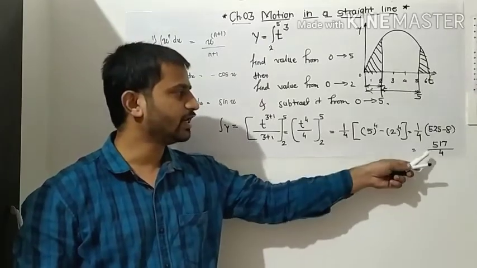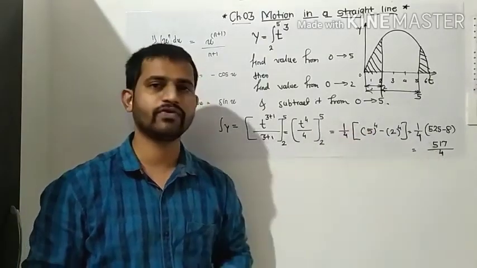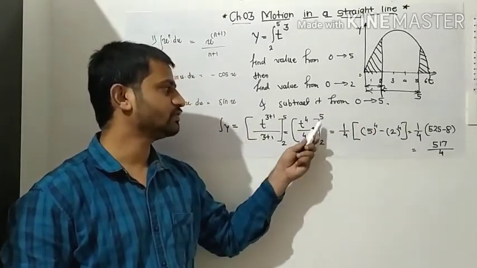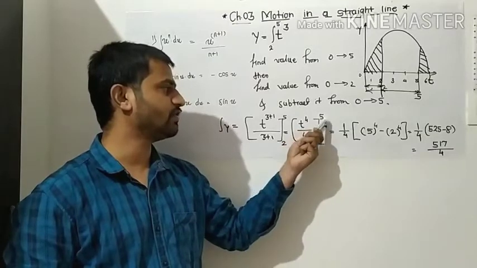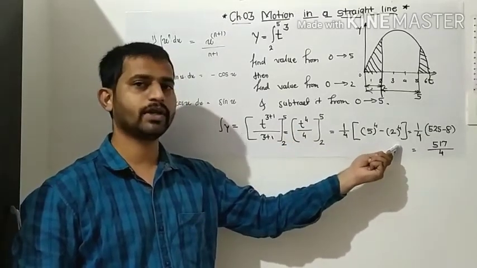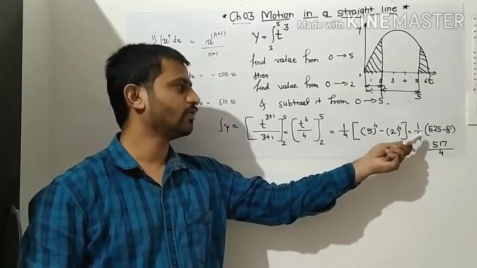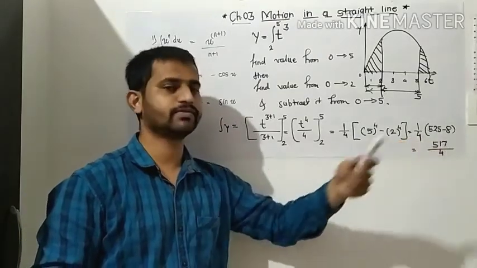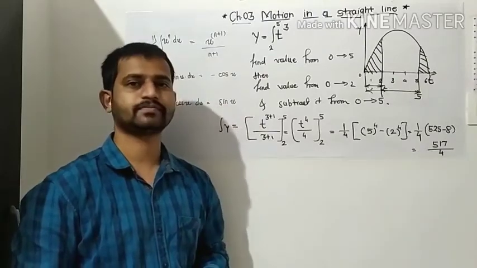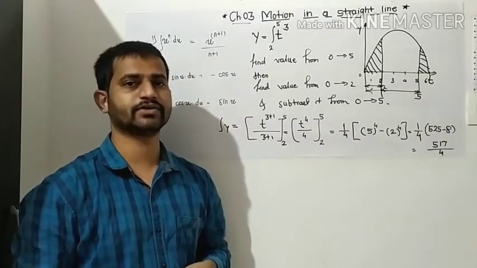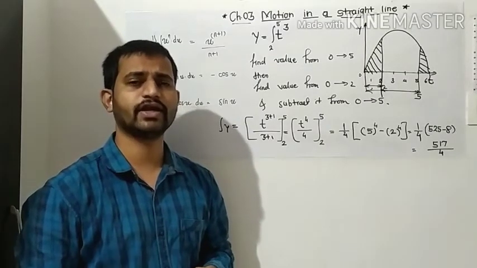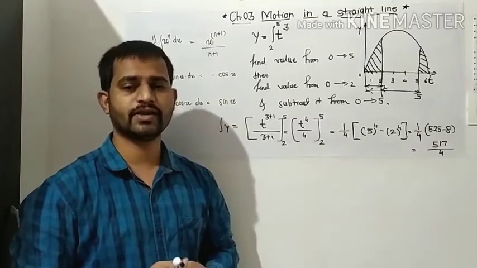We are getting the definite value of 517 by 4 here, and by putting the limits from 2 to 5, we just have to put the value of t as 5, minus the lower limit, upper limit minus lower limit. We will get 1 upon 4, 625 minus 8, that is 517 by 4. So this is the value of your definite integration. Like this you can find out the definite integration and indefinite integration depending upon which variable is given to you.